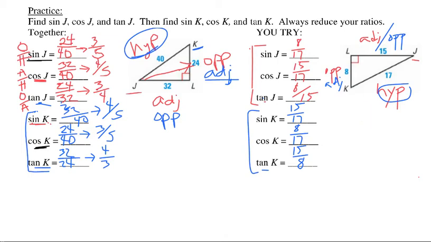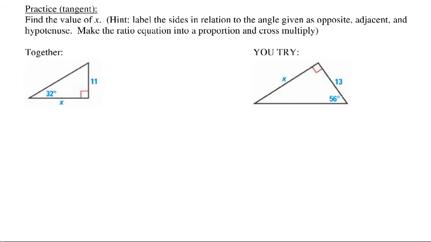All right, so just like I have up here at the very top, you need to label the sides in relation to the angle, so adjacent, opposite, and hypotenuse in your picture. In ours, the 32 is my angle, so the 11 is my opposite. My x is my adjacent, and then this other side is my hypotenuse, so I know which pieces I have. I have opposite and I have adjacent, and the ratio that uses both of those is my tangent. So I need to do the tangent of my angle equals my opposite over adjacent.